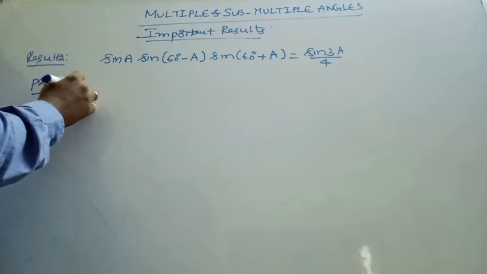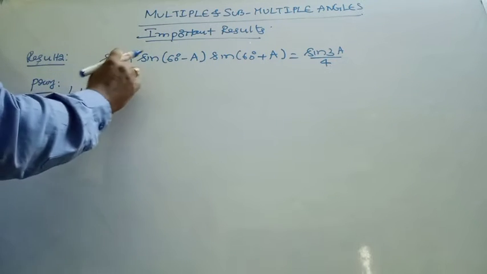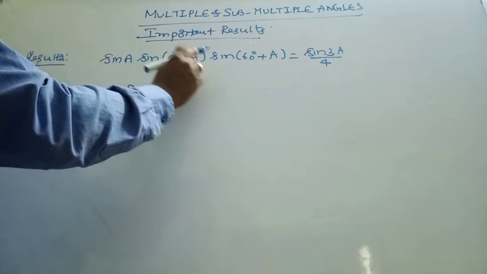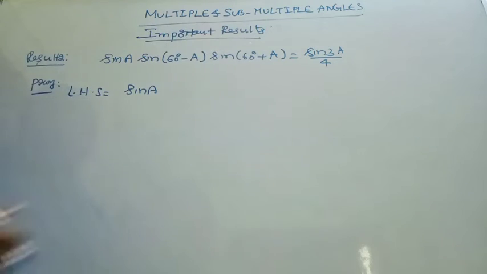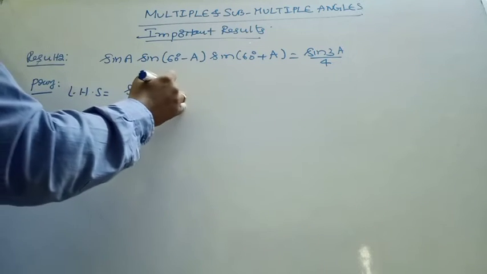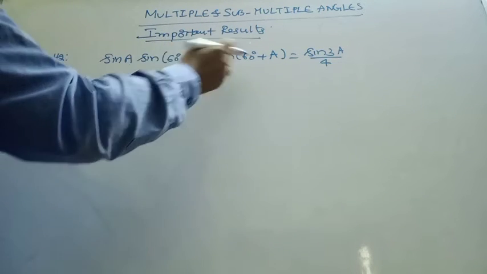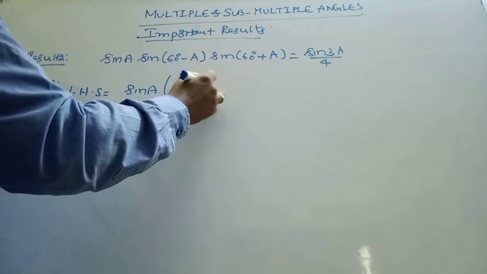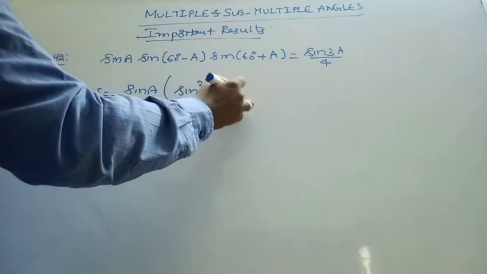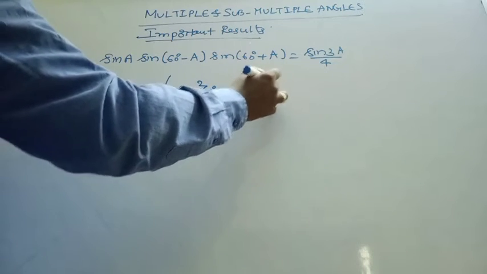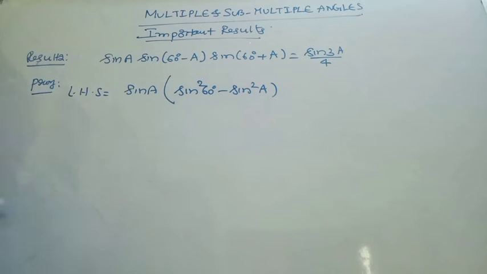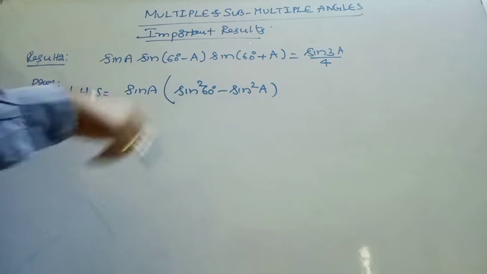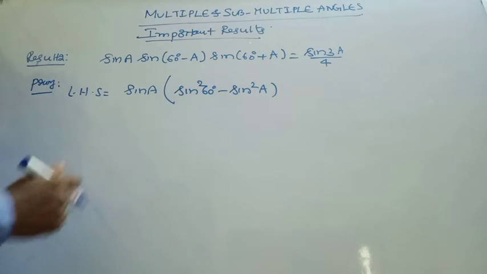If you take the left hand side part, here sin A into, this is also something like the sin A minus B into sin A plus B form. Therefore, sin A minus B into sin A plus B, you know that is sin square A minus sin square B. Sin square 60 degrees minus sin square A we are going to get, because sin A minus B into sin A plus B, already in compound angles we proved it. You just verify the previous videos, then you will be getting that.